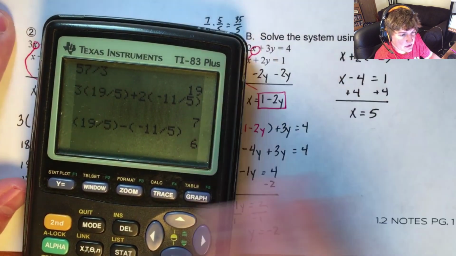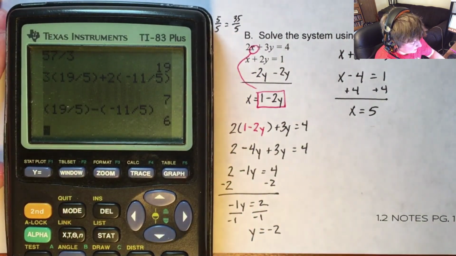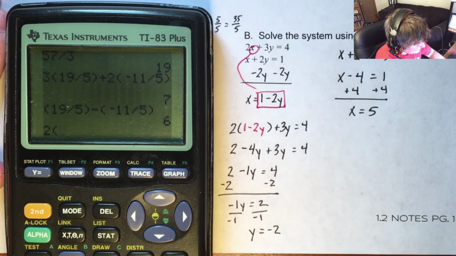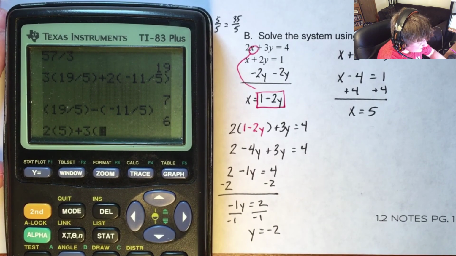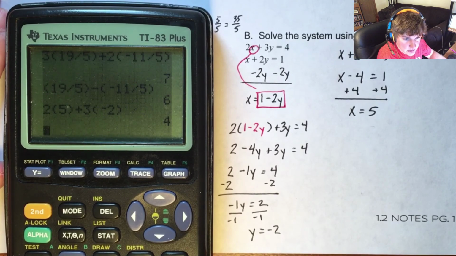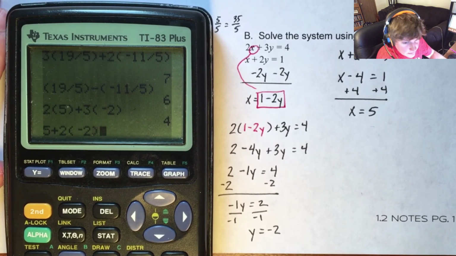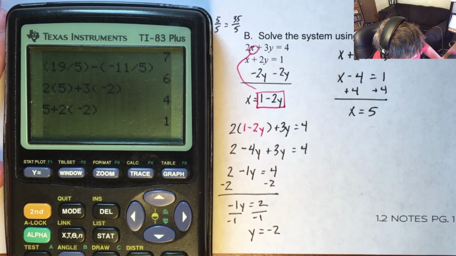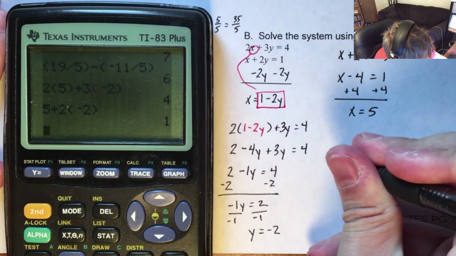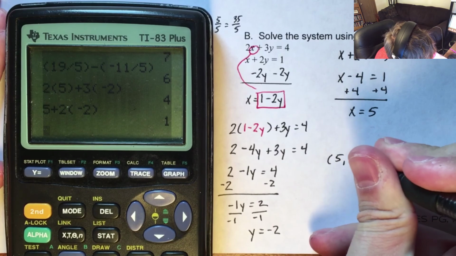Top equation, we are going to go 2 times x, which we believe to be 5. And then we're going to add to it 3 times negative 2. And I get 4, so that's good. And then the next one, I'm going to take 5 plus 2 times negative 2. And I just have to see if that balances out to 1, which it does. So that means my solution is 5 comma negative 2.